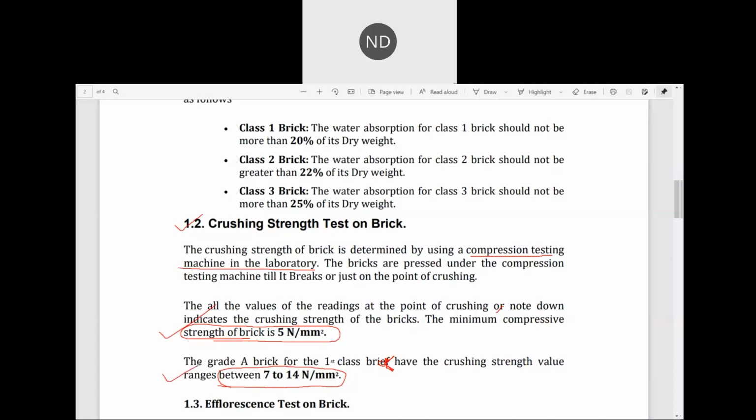And for the first class brick, your crushing strength should be between 7 to 14 Newton per mm square. Okay, the crushing strength should be 7 to 14 Newton per mm square. And for your normal brick, the minimum should be 5 Newton per mm square.